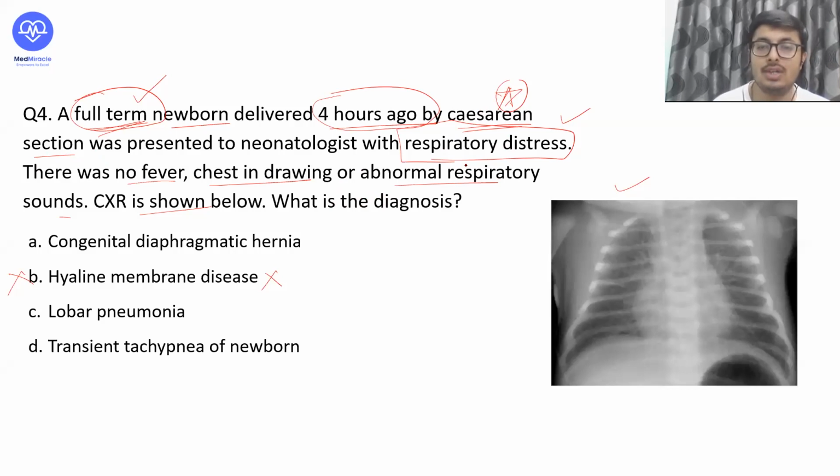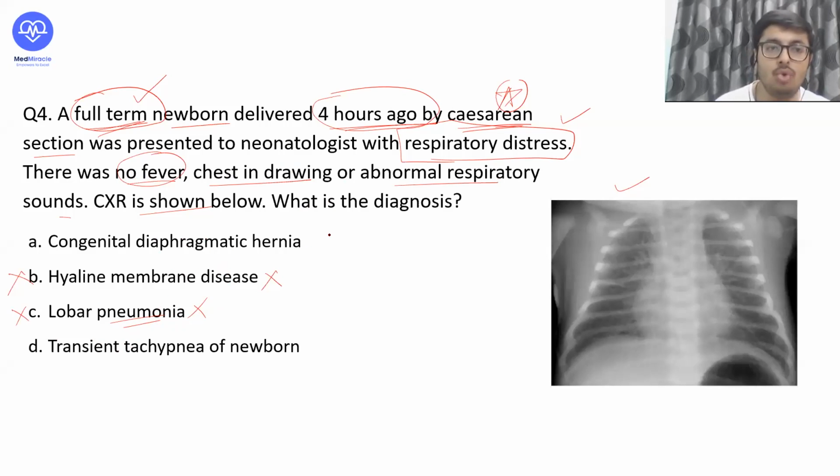So cesarean section is also one of the very important risk factors playing a role in the condition that the question is depicting, right? So 4 hours ago, the child was delivered by cesarean section. Now, coming to the negative findings, there is no fever. That again rules out lobar pneumonia, because in pneumonia, the fever, chest indrawing, abnormal respiratory sounds are very classical findings. None of this is present, so we can easily rule out lobar pneumonia.